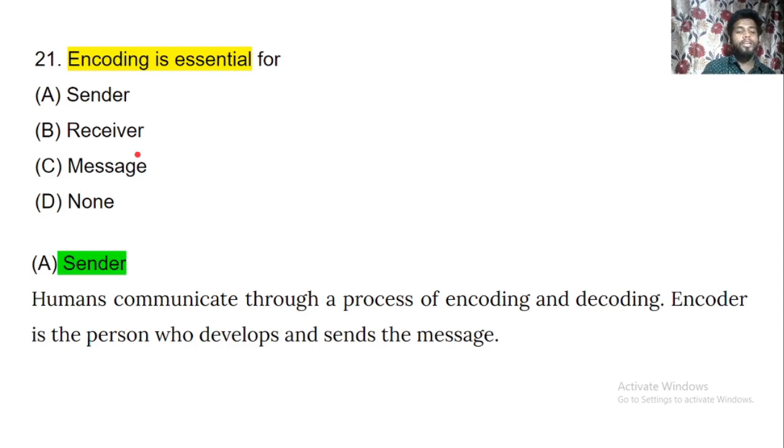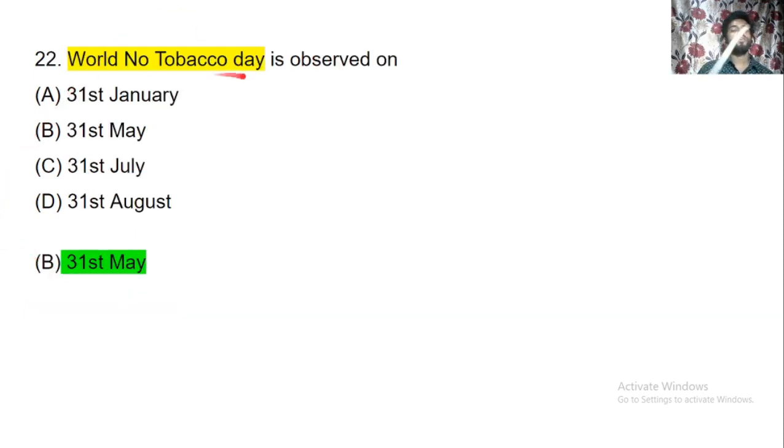So, sender and receiver communicate through a process of encoding and decoding. Encoding is done by the person who develops and sends the message. So, encoding is associated with the sender and is essential for senders. World Tobacco Day is observed on 31st May.